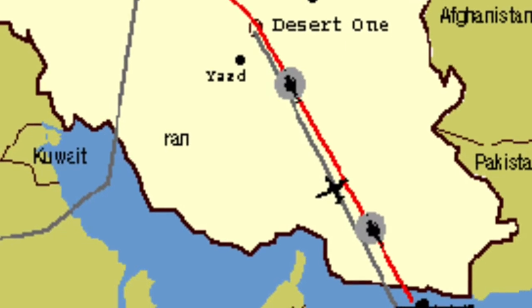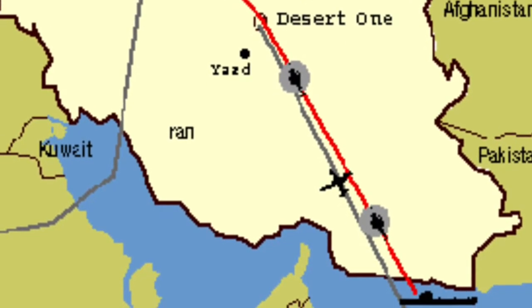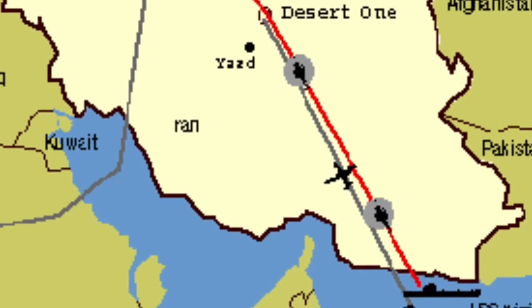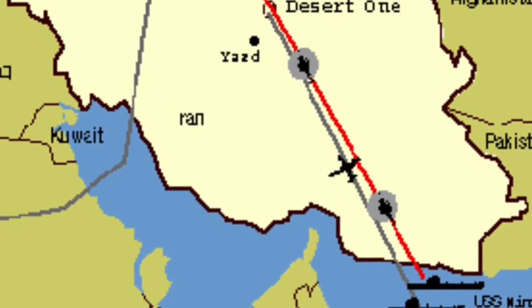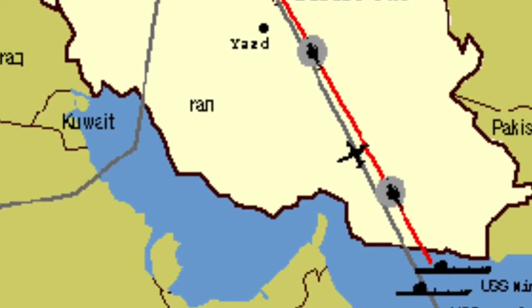Unexpected downfalls of the mission, such as the nighttime collision of a helicopter and a plane, costing 8 American lives, weren't planned for. In the end, this was a failed mission. This picture is a map of how the operation went, with the helicopters and planes leaving from a carrier in the Arabian Sea.